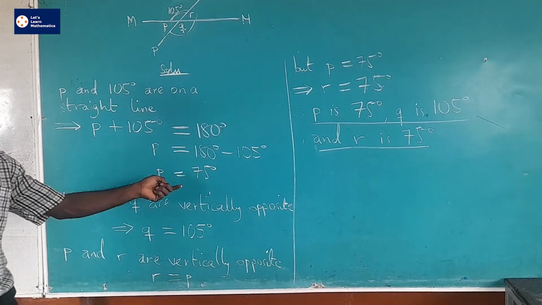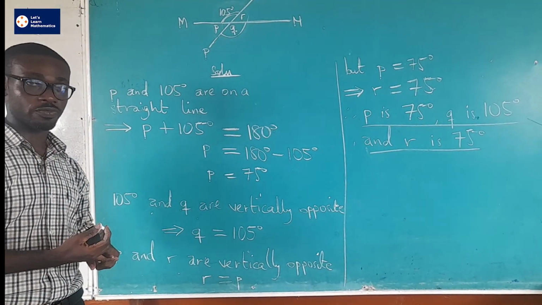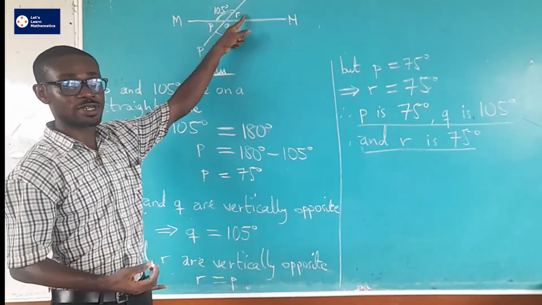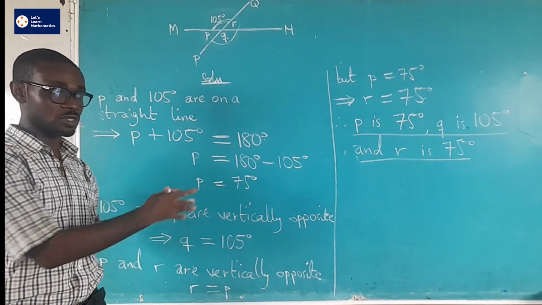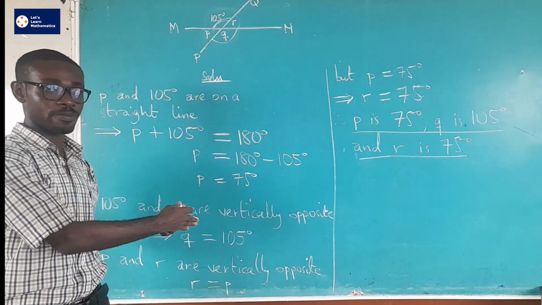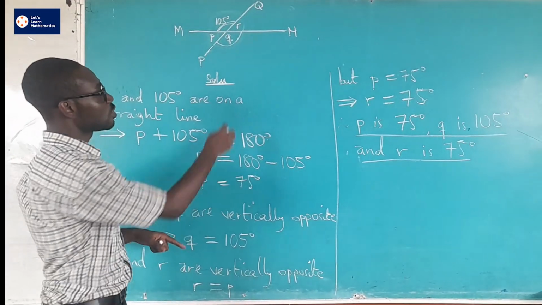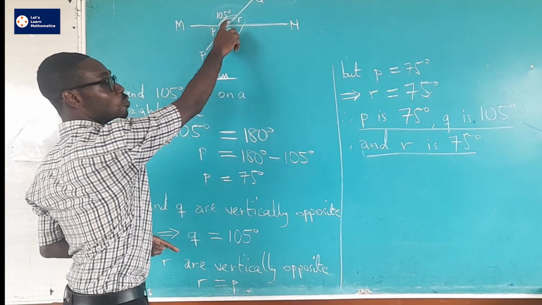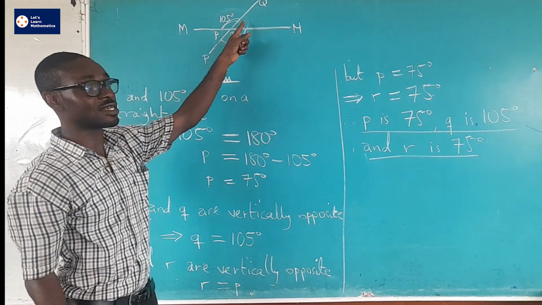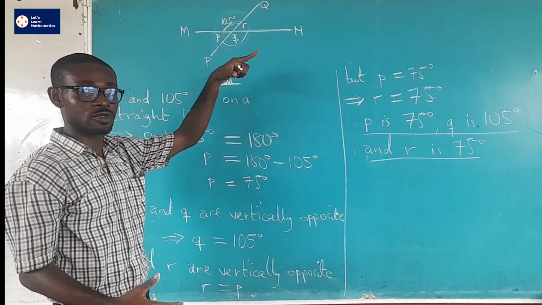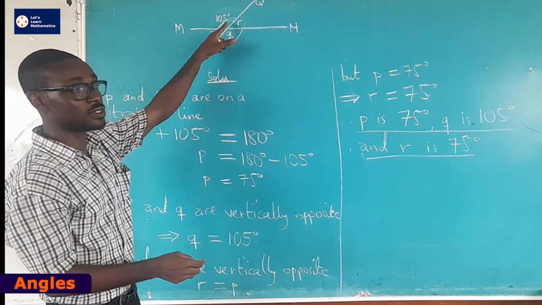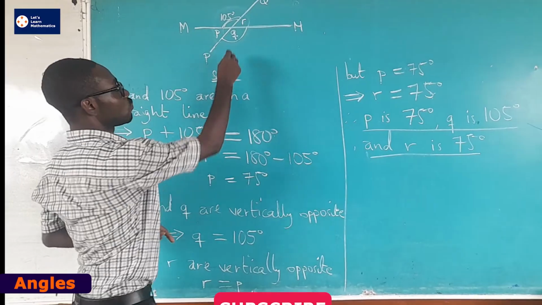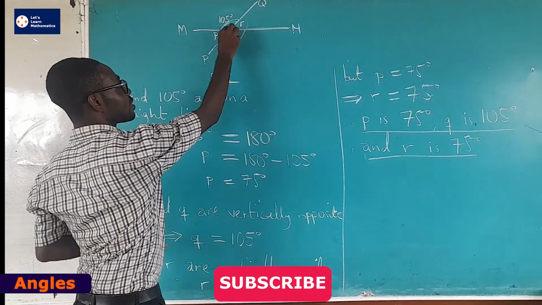So vertically opposite angles are always equal. Angles on a straight line, when you add them together, you are getting 180 degrees. Those are the concepts that we have learned here. Vertically opposite angles are non-adjacent angles formed when two straight lines intersect. So these are the non-adjacent angles.